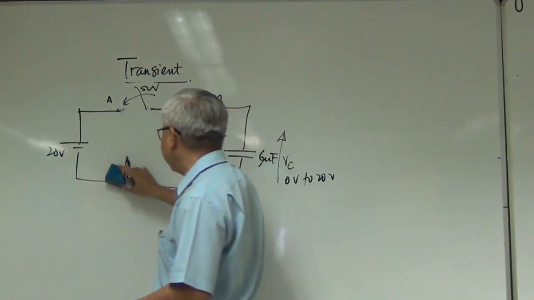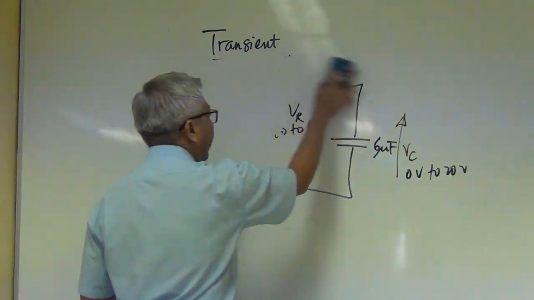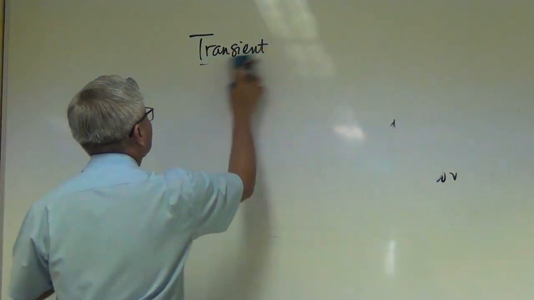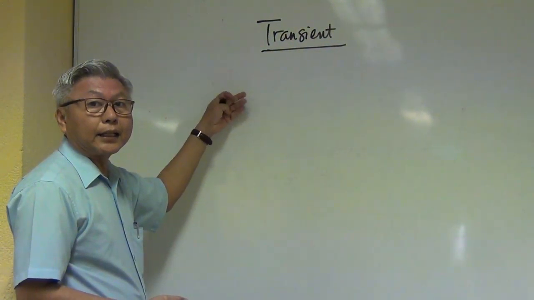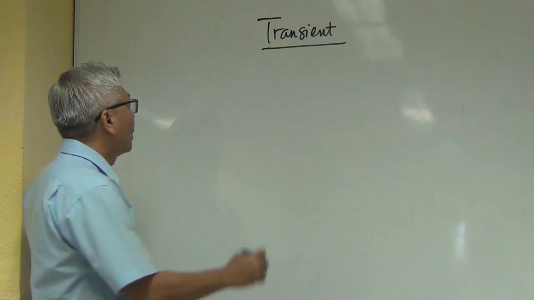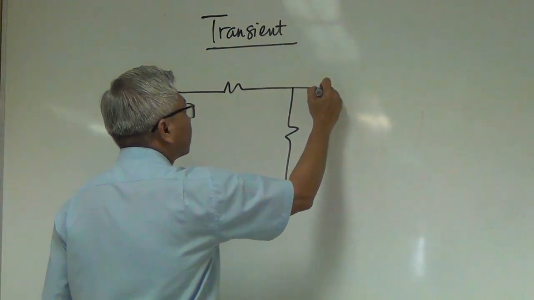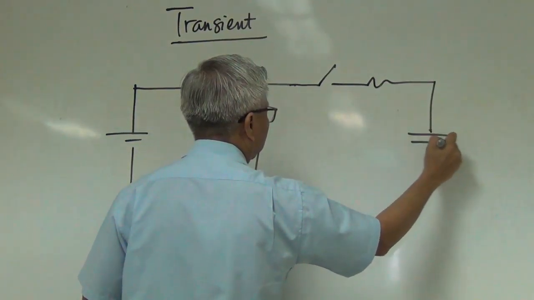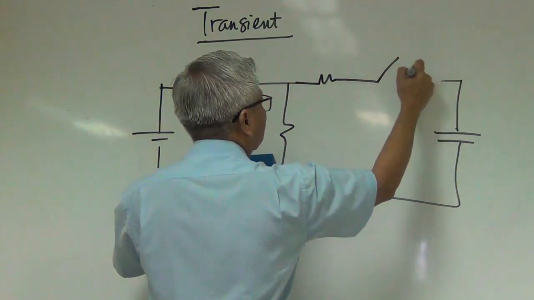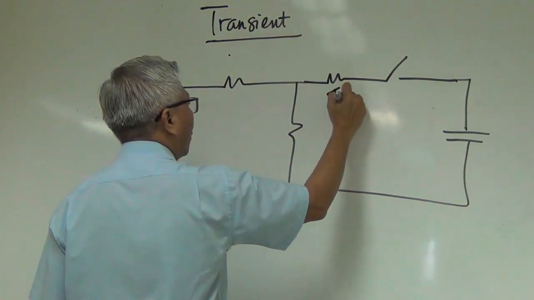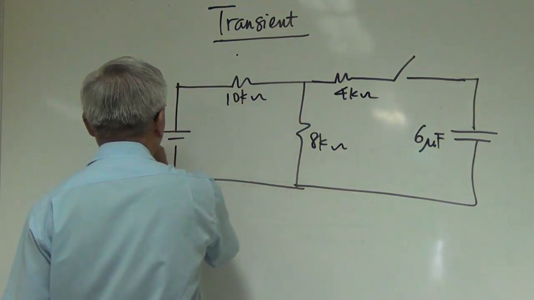Now, this simple series circuit, we could get the answer out very quickly. What if the circuit is a little bit more complicated? Then the answer may not be so straightforward anymore. So now we move on to another category of circuit where it is not a simple series circuit anymore. Say for example, now I have a circuit like this. This is 4 kilo ohm, here is 6 microfarad, here is 8 kilo ohm, here is 10 kilo ohms, right? And here is 20 volts.